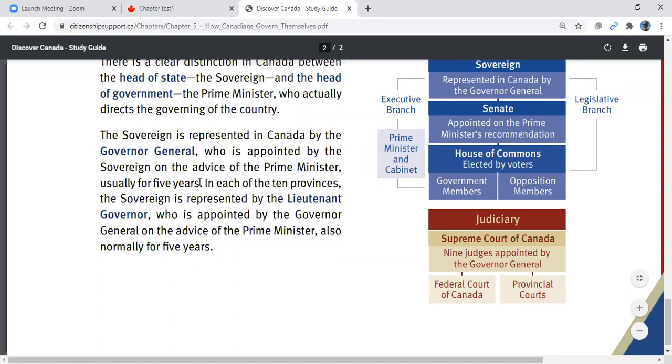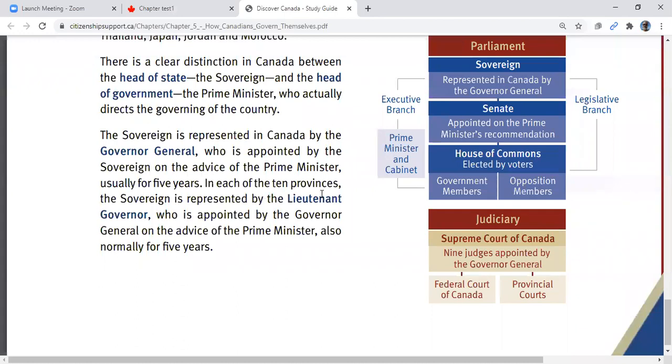So you're usually a Governor General for 5 years. Every 5 years, the Prime Minister goes to the Queen and says, Your Majesty, we think this person would be a good Governor General. And then the Queen appoints them. That means she gives them the job. And then each province does the same thing, but they don't call it a Governor General, they call it a Lieutenant Governor. So in the country, we have a Governor General. In the provinces, we have a Lieutenant Governor. And this is kind of the same idea.